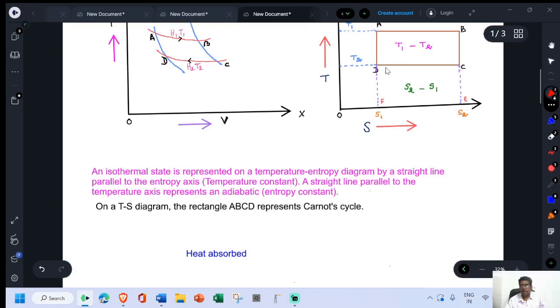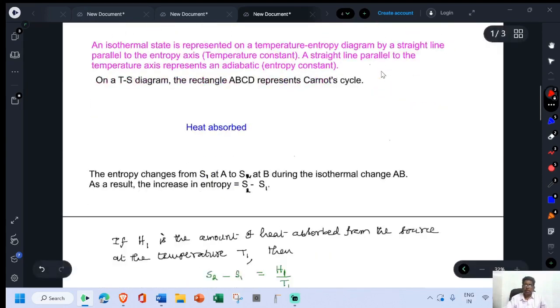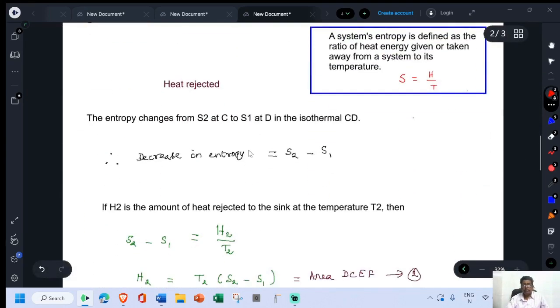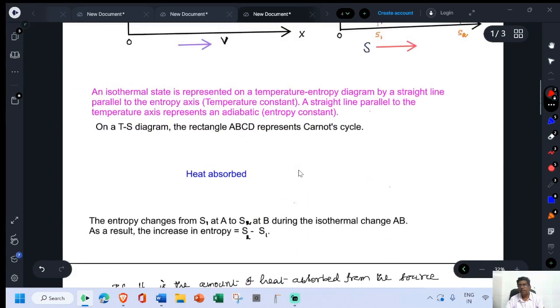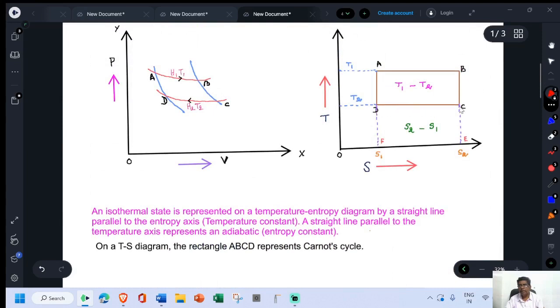Because along this line CD, this isothermal compression line, the working substance rejects H2 amount of heat energy to the sink, which is maintained at the temperature of T2. If H2 is the amount of heat rejected to the sink at the temperature T2, then S2 minus S1, the decrease in entropy, equals H2 by T2. From this, H2 equals T2 into S2 minus S1, that is equal to area DCEF. See here, DCEF, this area.